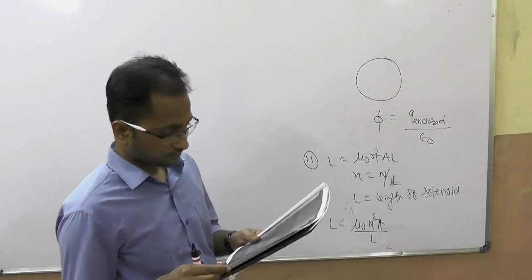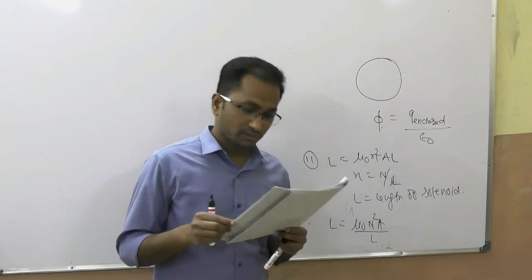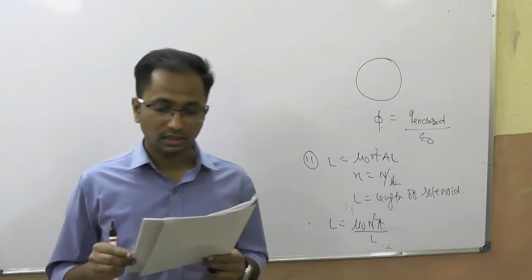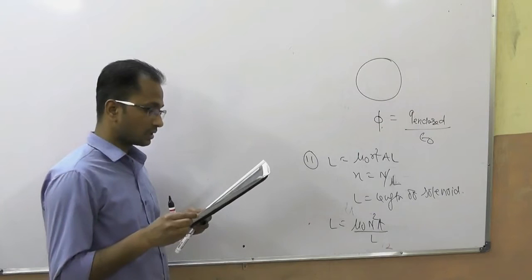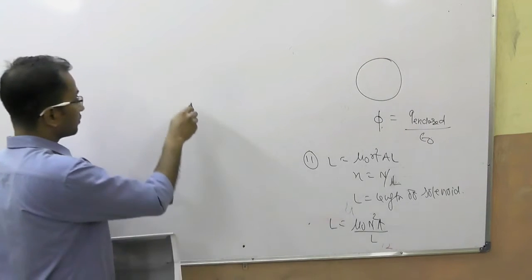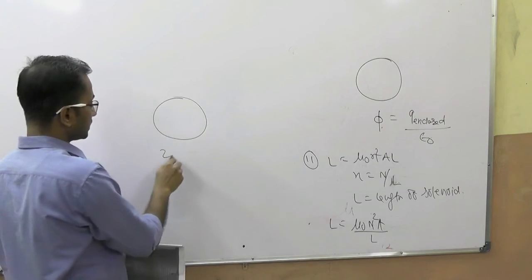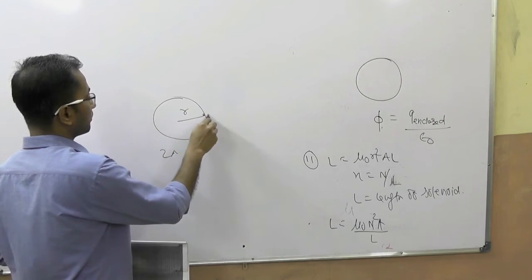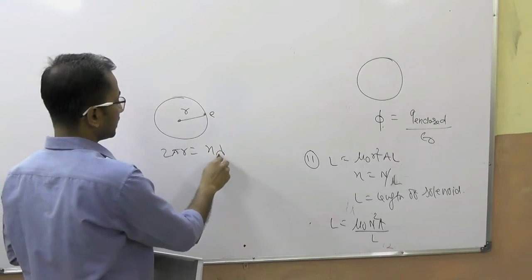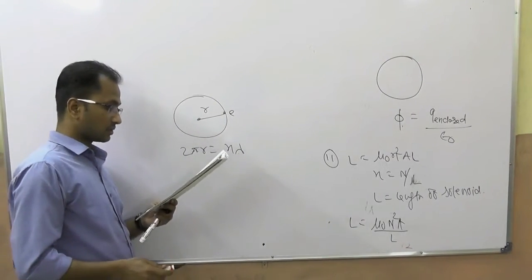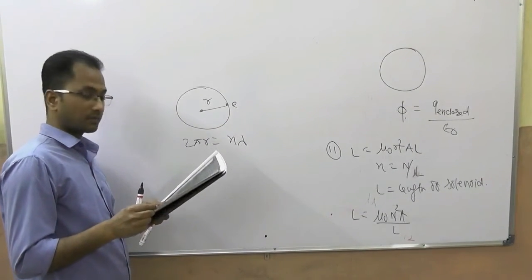Question 12. According to Bohr's atomic model, the circumference of the electron orbit is always an integer multiple of. So according to Bohr, the circumference of the electron orbit, that is 2 pi r, is n lambda. So it is an integer multiple of the de Broglie wavelength.